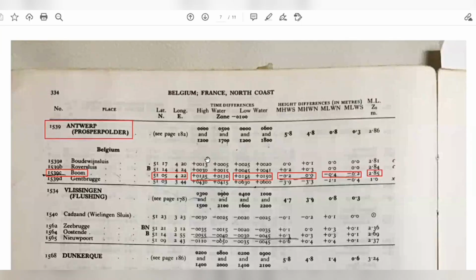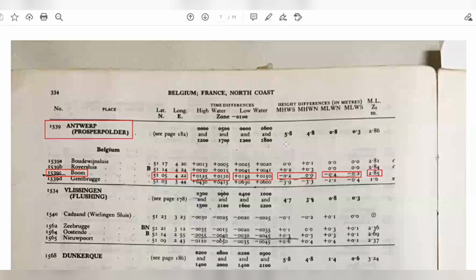We have time differences for high water so much, low water so much, then for high water, height differences so much. Don't worry about this for the time being. We'll go step by step. First we'll find out Antwerp. What is the data for Antwerp on 24th February 1992? Because when we get the data, we'll apply time correction, we'll apply height correction, and we'll get data for Boom.